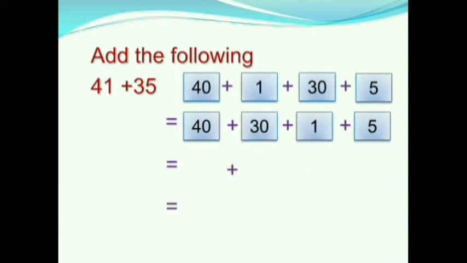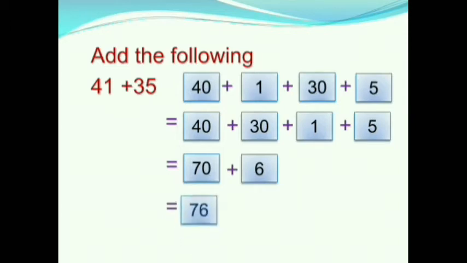The tens numbers 40 and 30. 40 plus 30 is equals to 70. So we will write 70. Now we will add units. They are 1 and 5. 1 plus 5 is equals to 6. Now we have 70 plus 6. 70 plus 6 is equals to 76. So we will write 76. Therefore, the sum of 41 and 35 is 76.